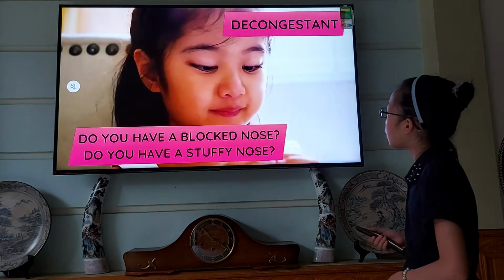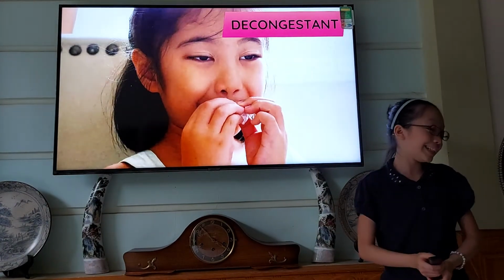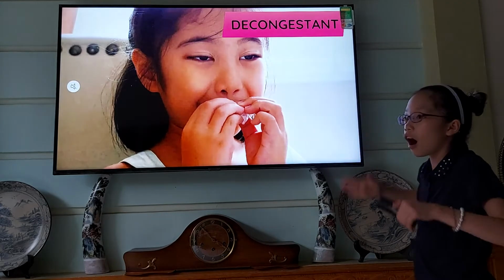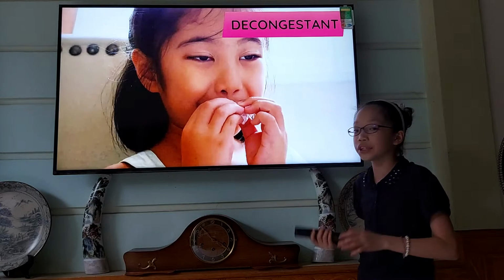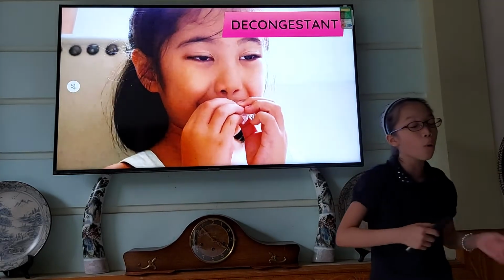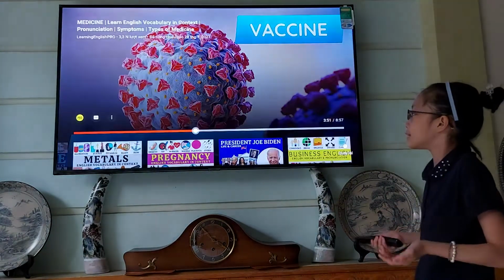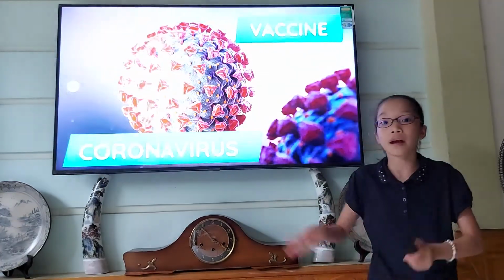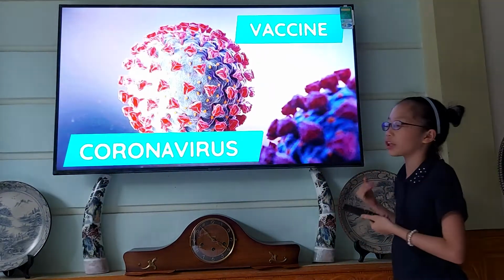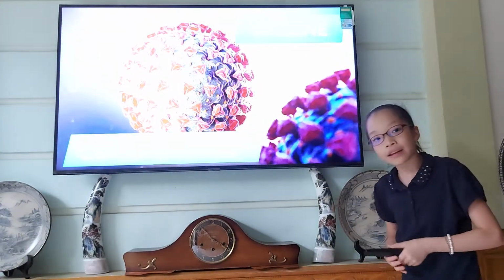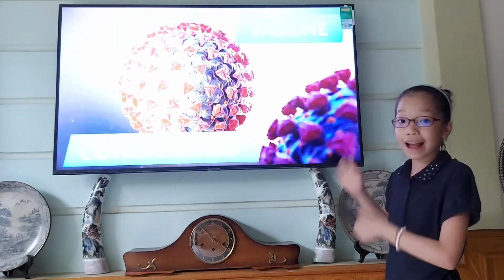If you have a blocked nose or stuffy nose, then you need to take decongestant. Decongestant. So that is the medication that you need to take when you have a blocked nose or stuffy nose. Next is coronavirus. Really common nowadays. Coronavirus. And the medication for coronavirus is, of course, vaccine. Now, we already have vaccine. Here is the medication for coronavirus, vaccine.